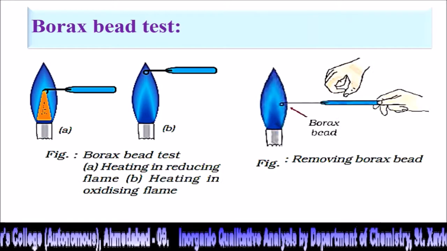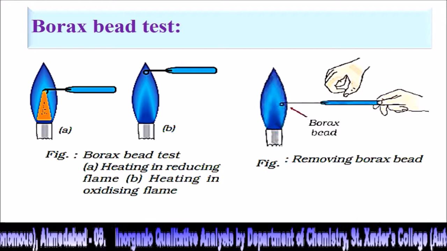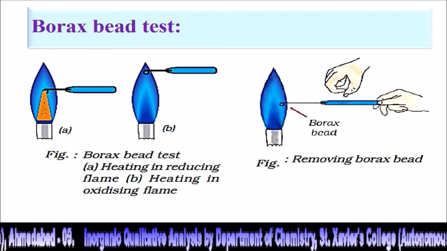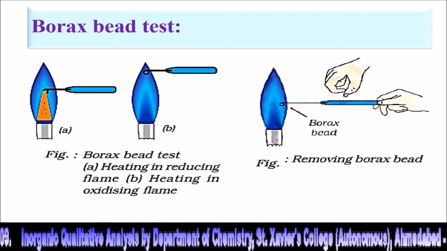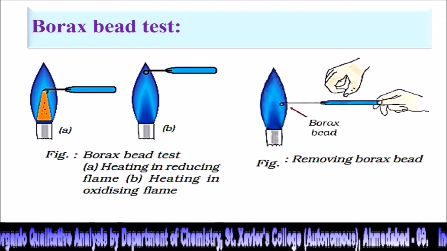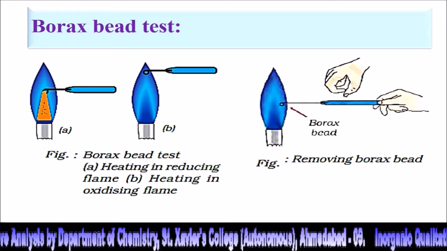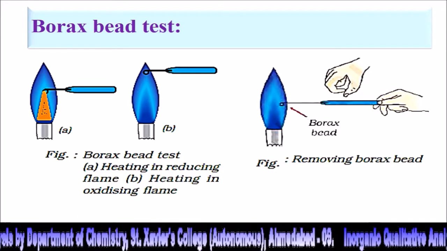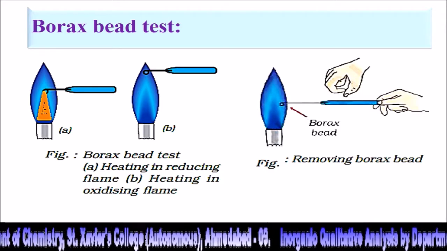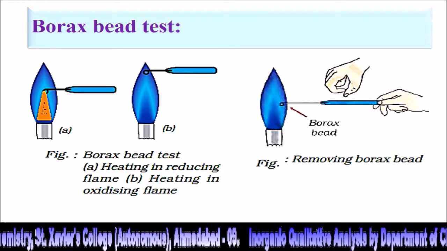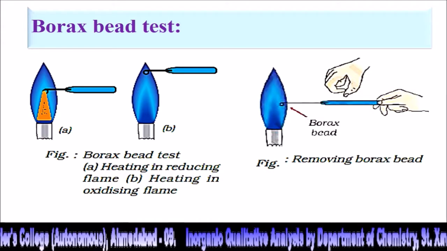Now, generally in the borax bead test, what happens? We have borax powder with the molecular formula Na2B4O7.10H2O, sodium borate decahydrate. On heating it converts into Na2B4O7, and water molecules evolve out. Na2B4O7 on heating gives sodium metaborate, that is NaBO2, and boric anhydride, that is B2O3.